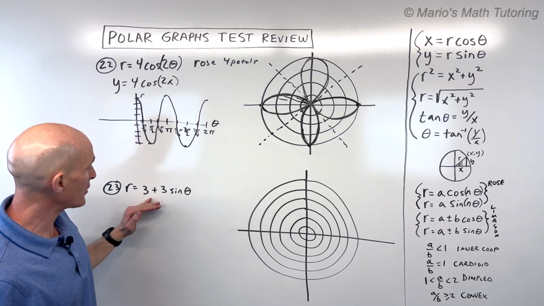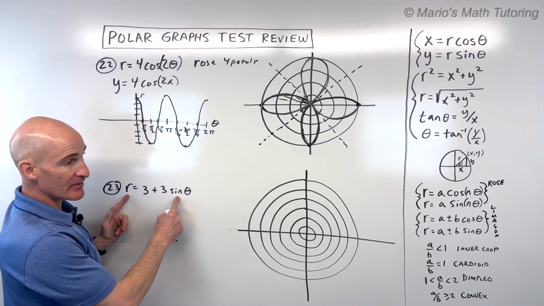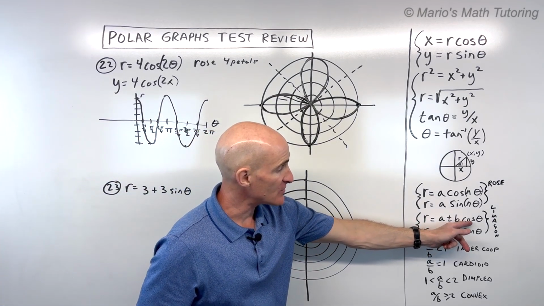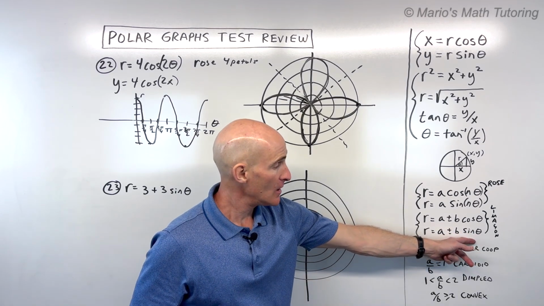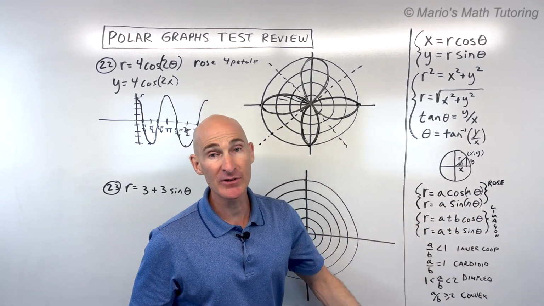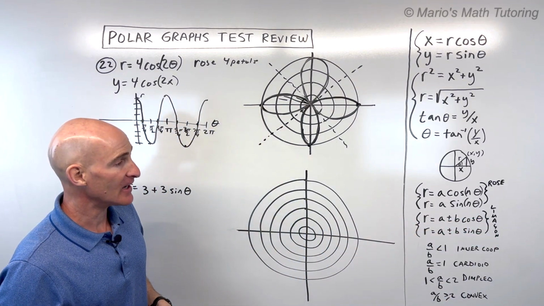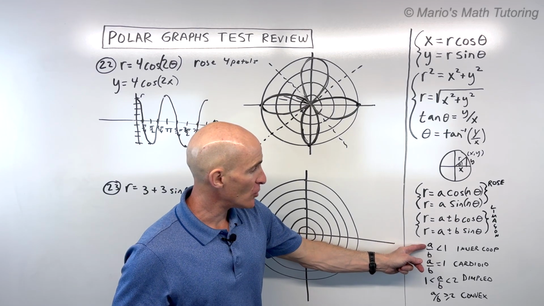So let's do number 23 now, a different type of graph. R equals 3 plus 3 sine theta. This is in this form: R equals a plus or minus b cosine theta, or R equals a plus or minus b sine theta. When it's in this form, it's what's called a limaçon. Limaçon is a French word for snail, and you'll see what this looks like in just a moment. But what you want to look at is the ratio of a over b.